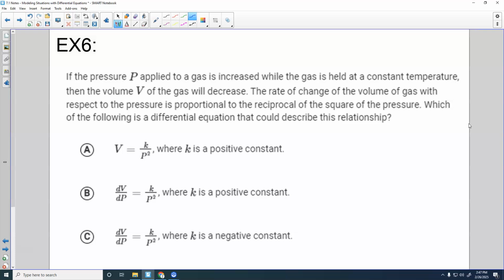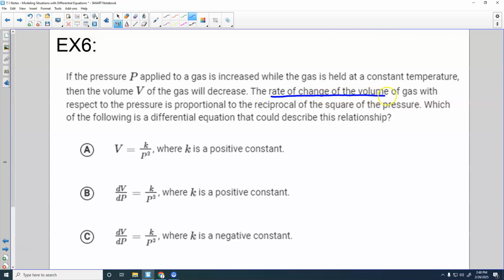Pressure applied to a gas is increased while the gas is held at a constant temperature. Then the volume of the gas will decrease. The rate of change of the volume of gas with respect to the pressure is proportional to the reciprocal of the square of the pressure. Which of the following is a differential equation that could describe this relationship? So the first part's really just defining what you've got.